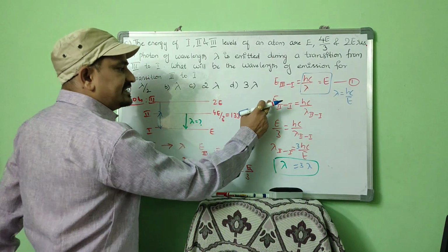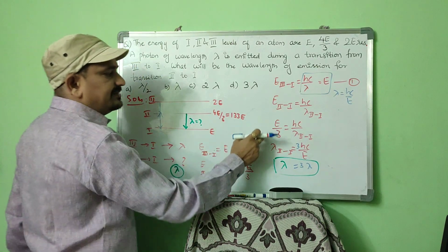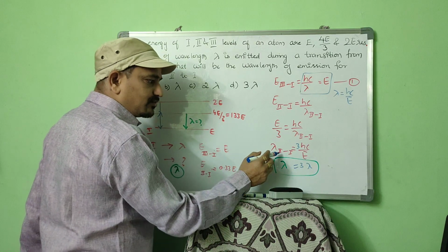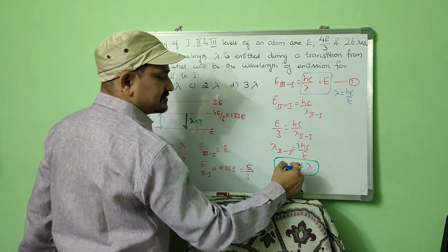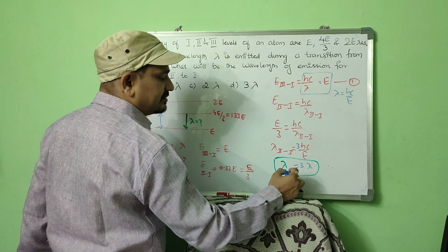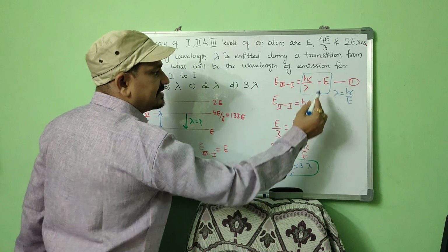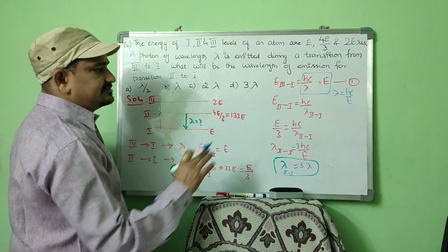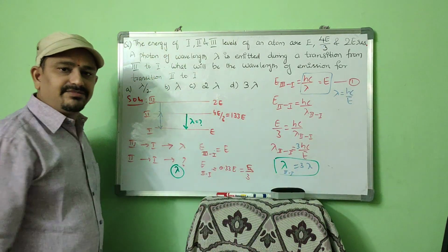So, what is the energy difference for 2 to 1? We determined here E by 3. E by 3 is equal to hc by lambda 2 to 1. So lambda 2 to 1 equals 3hc by E. But we have hc by E as lambda. So lambda 2 to 1 is equal to 3 lambda, because hc by E is lambda. So 3 lambda, right?